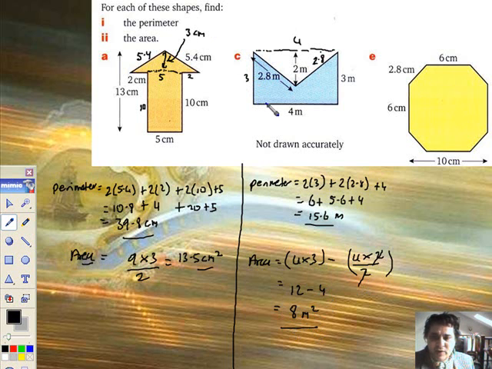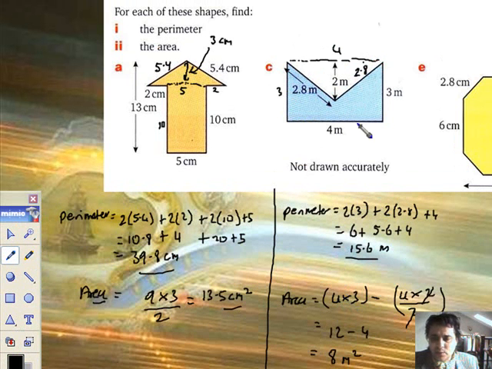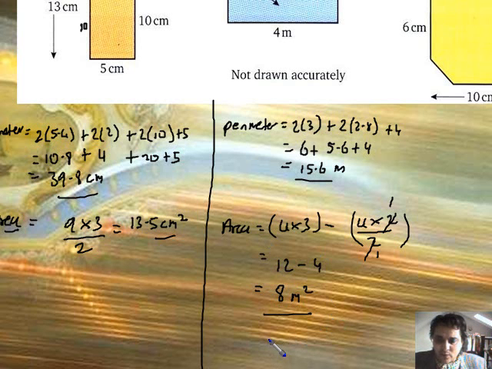Area of the entire rectangle is 4 by 3, 12. And the triangle here is going to be 4 times 2, then halve it. So 4 times 2 and halve it, and I just cancel down like that. So 12 take away 4 is 8.